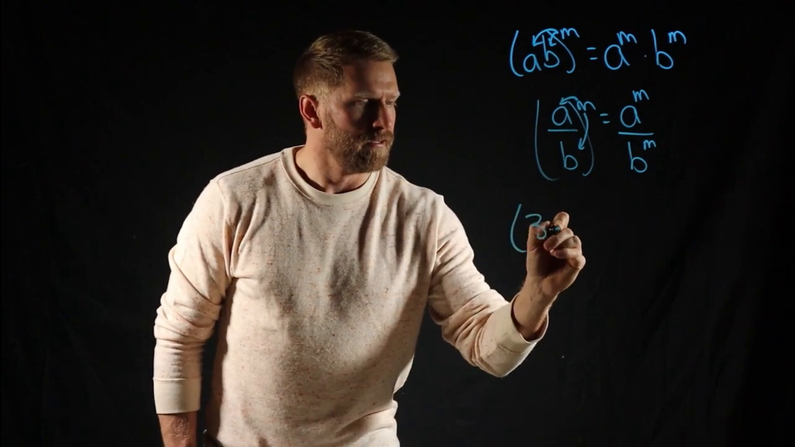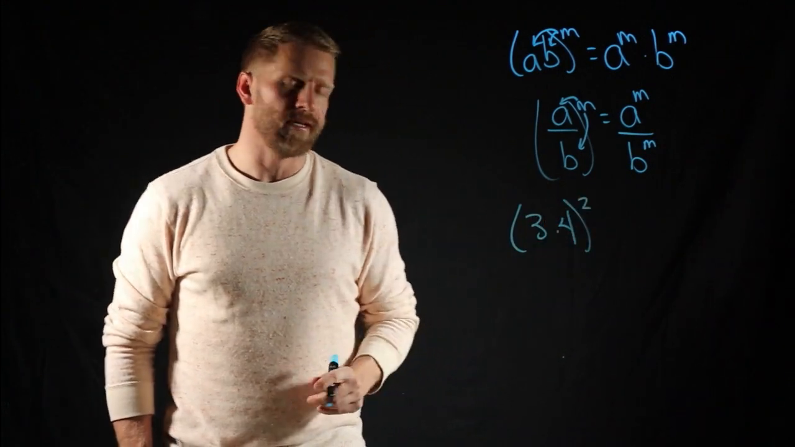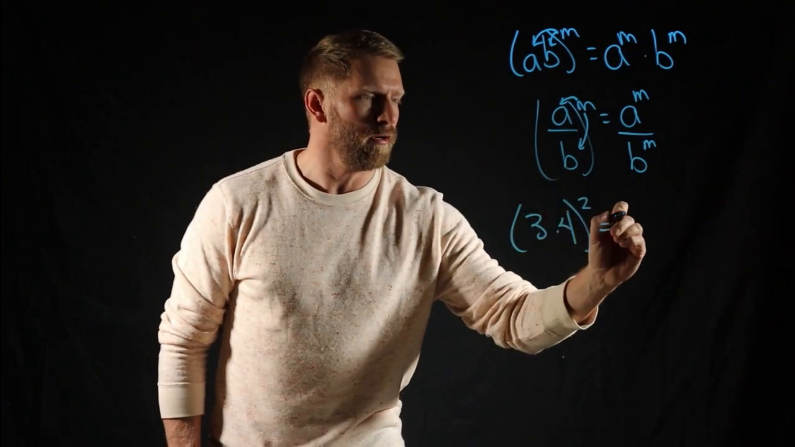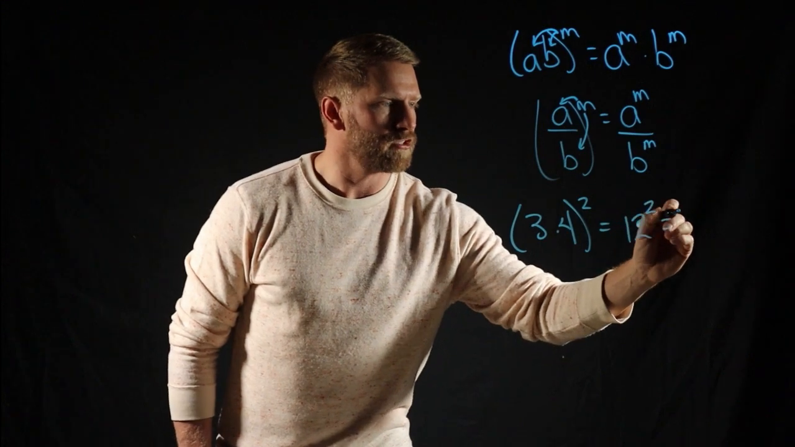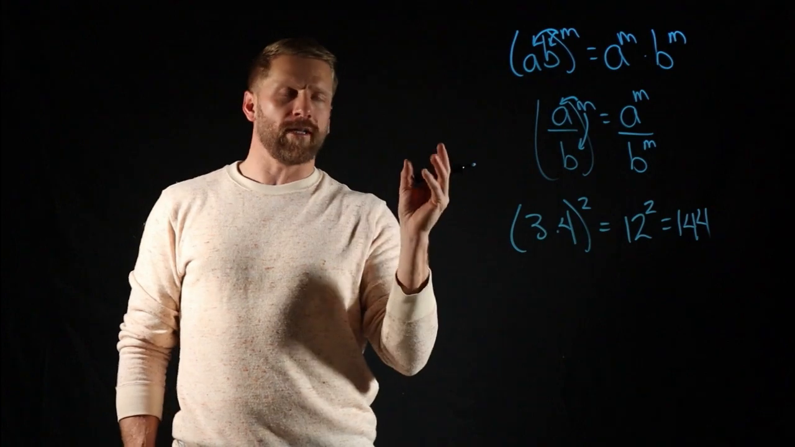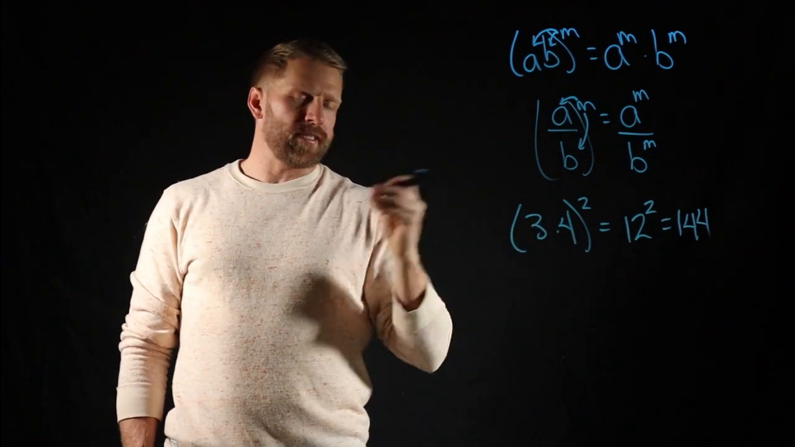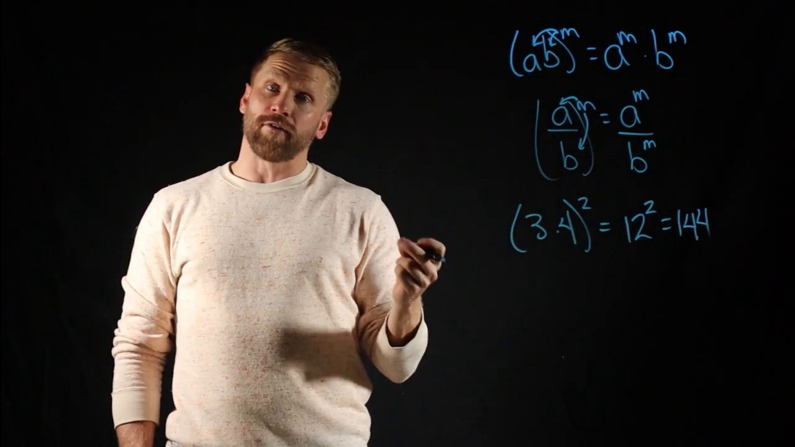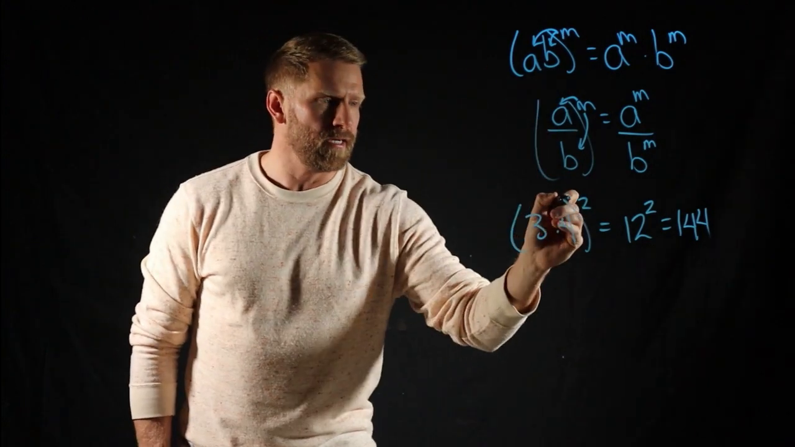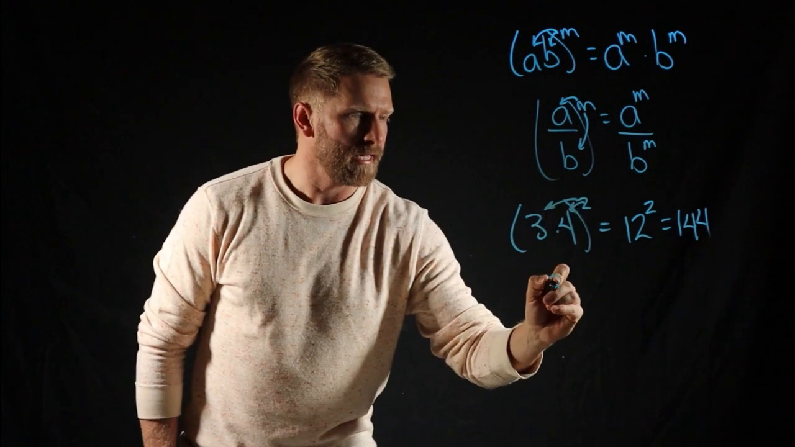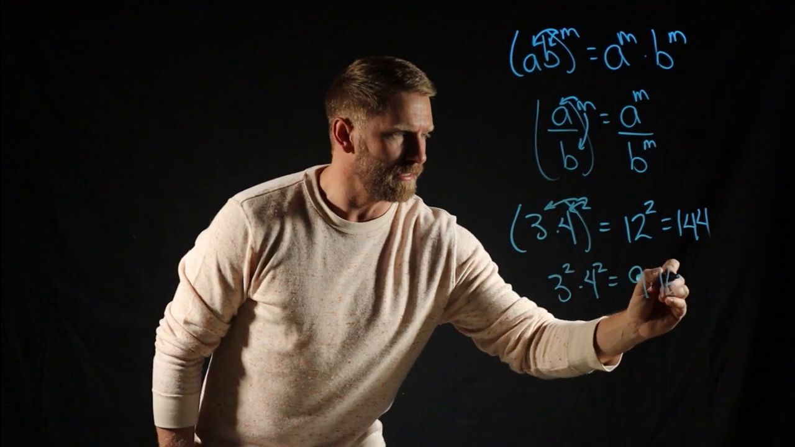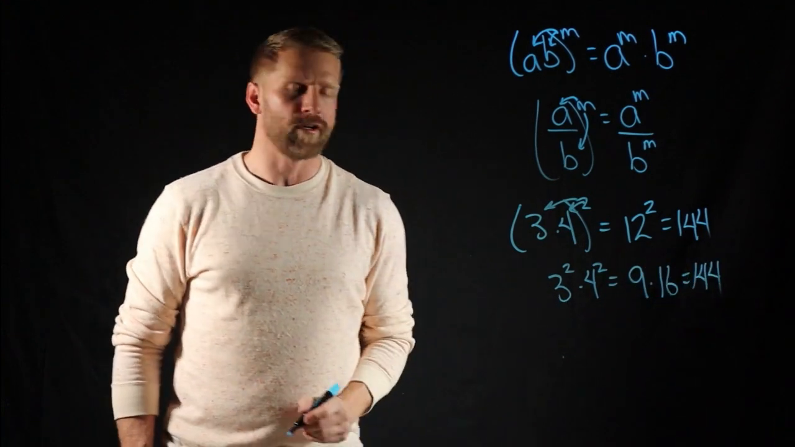Now a numerical example of that is as follows. I could have 3 times 4, squared. Now according to BEDMAS, in the brackets, I can go 3 times 4, which is 12, and squared is 144. But this product rule also applies, and obviously you're not going to use this when you see numbers in this situation, but it's great for algebra, so it's good to see it this way as well. I can apply this law here and distribute the 2 to each of those, and I get 3 squared times 4 squared, which is 9 times 16, which obviously is also 144.